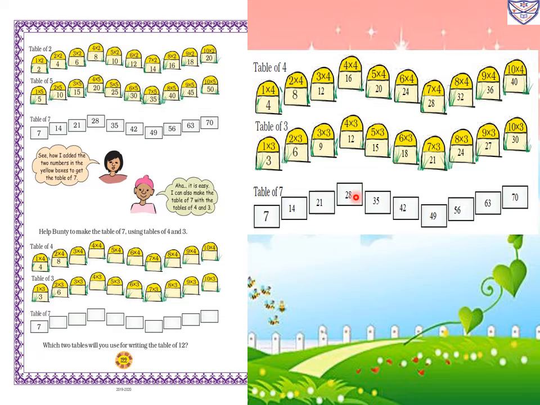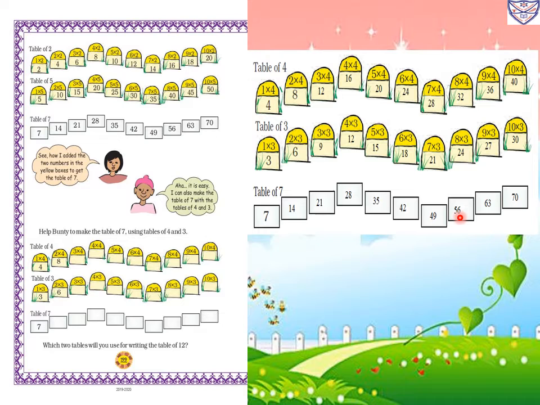So 28. 7 5s are 35. We will add 20 and 15. So it will give 35. Then 7 6s are 42. So we will add 24 and 18. Then 7 7s are 49. So we will add 28 and 21.